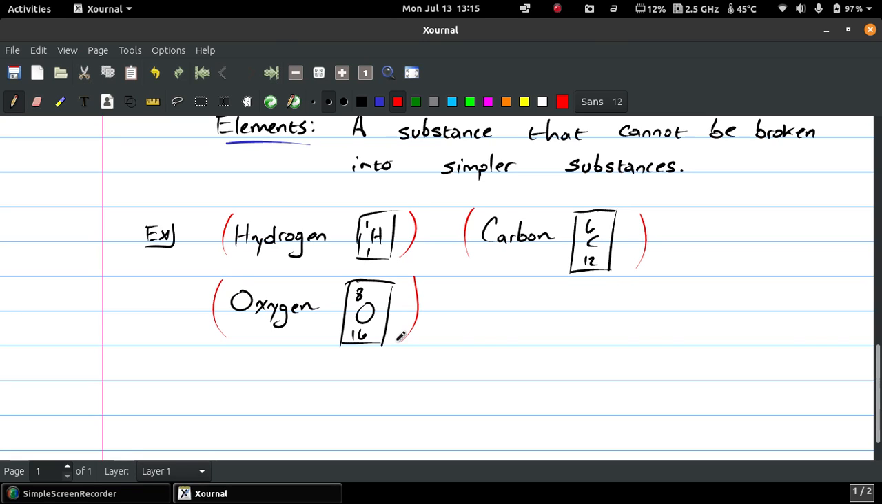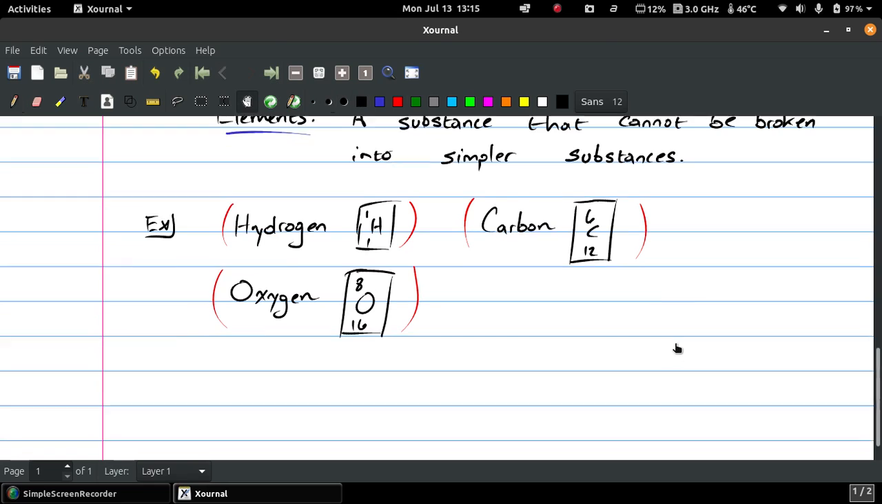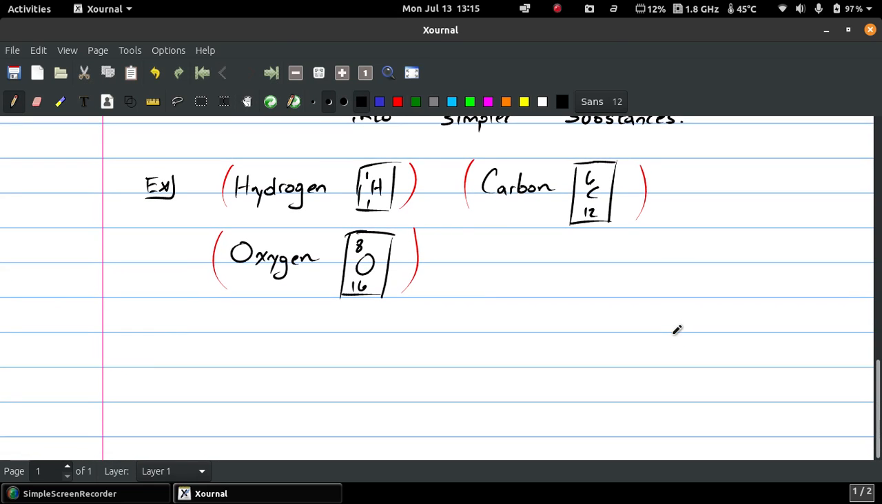Now, you're probably thinking, oh wait, I've heard about protons and electrons and all that stuff. Yes, those are components of it, but we're not talking about that. We're talking about breaking it into something different. At the end of the day, those would still be part of that element. So anyways, we're going to go over compounds real quick, because those are when we start getting into other things.